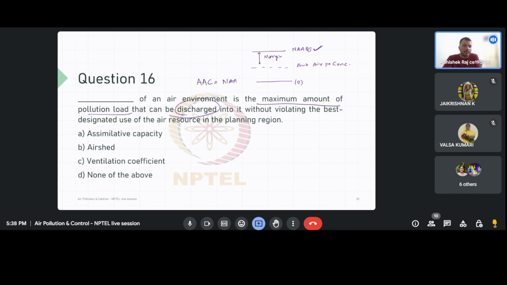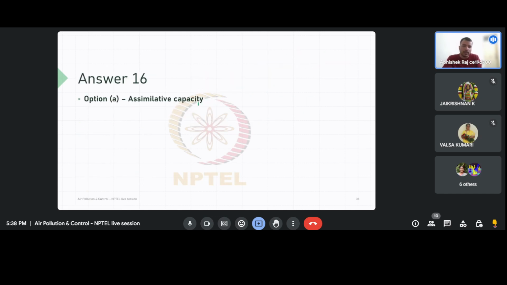That is called the available assimilative capacity. Basically, we take the standard and subtract the concentration of the particular pollutant. So the correct answer here is option A, which is assimilative capacity. That much more of the pollutant we can assimilate in the environment without violating the designated use of the air resource. So option A, assimilative capacity, is the correct answer for question number 16.